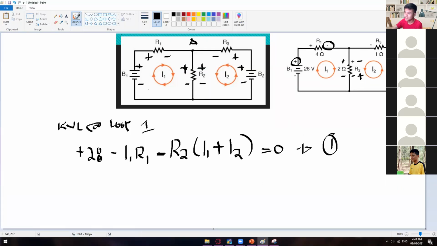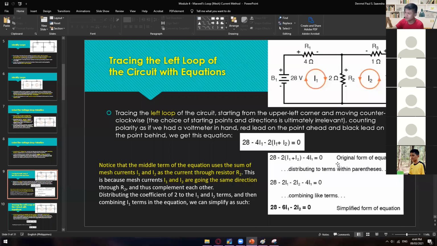Okay. So again, my only advice when it comes to mesh is to avoid having different symbols with this one. So I'll just remove this one. If they have the same symbol, then it's always plus. All right, then the next one right here is just the simplification. So just distribute your -2 or your R2.